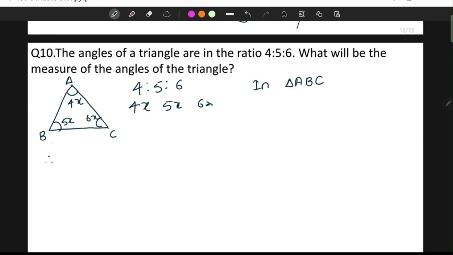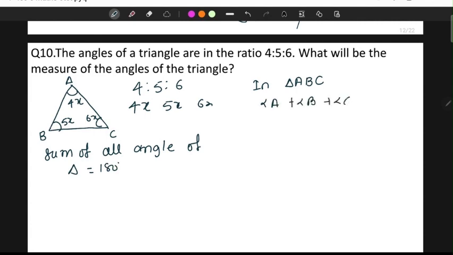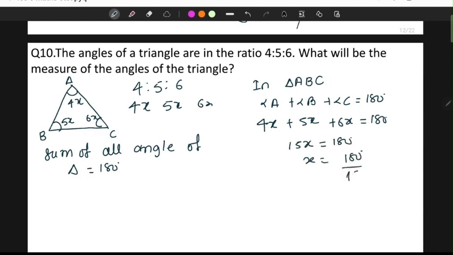And the thing that we know here is that the sum of all angles of a triangle is equal to 180 degrees. So angle A plus angle B plus angle C gives 180 degrees, that is 4x plus 5x plus 6x equals 180 degrees. So 4x plus 5x is 9x, 9x plus 6x is 15x, equal to 180 degrees. So x is equal to 180 upon 15, which gives 12. So x is equal to 12.